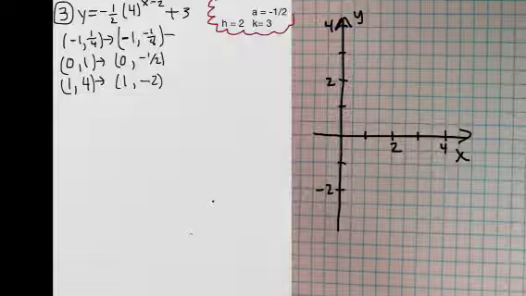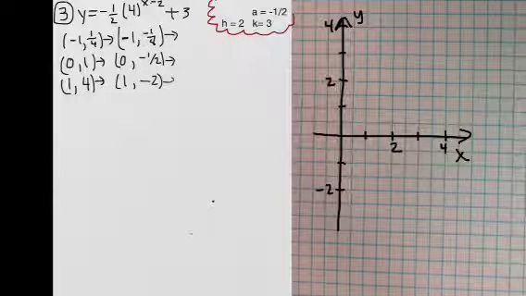Okay? The next transformations are the H and the K. We apply the H and the K. So that means that we're going to add 2 to all the X's and 3 to all the Y's. So I usually write it up here. Let me use a different color. So this is going to be +2 and +3.